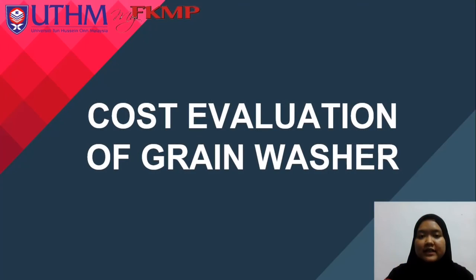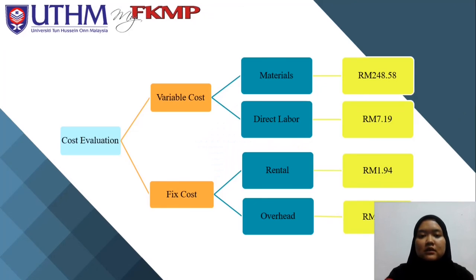Thank you. Moving on to the next point, which is the cost evaluation of the grain washer. Cost evaluation can be divided into variable cost and fixed cost, or else it can be called indirect cost and direct cost. So the calculated cost per unit for every classification is stated as shown.